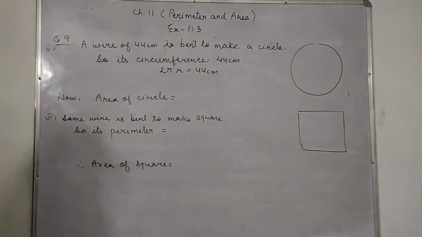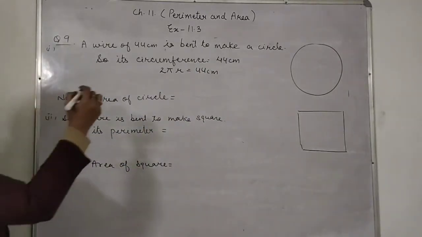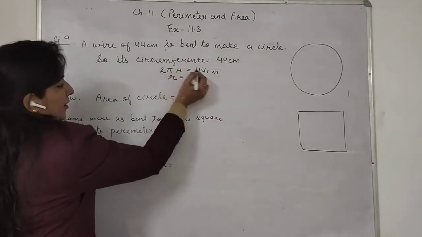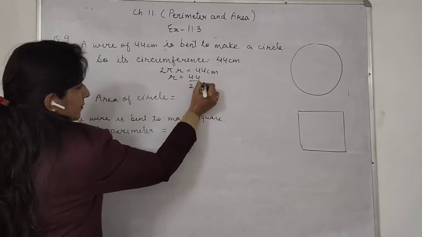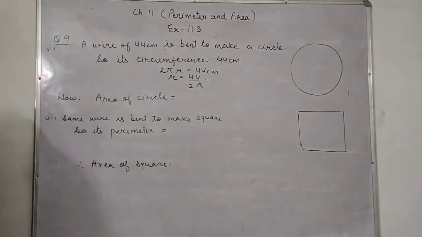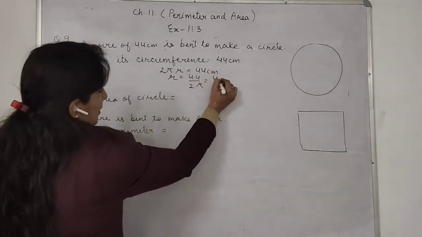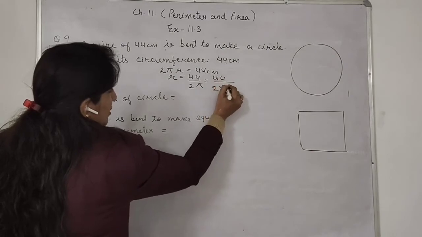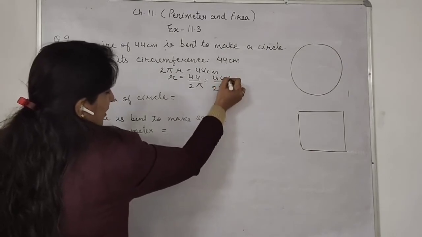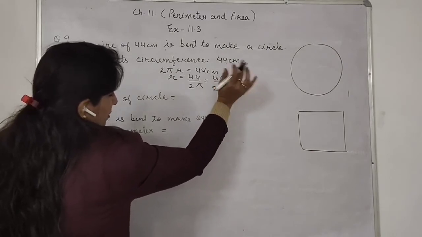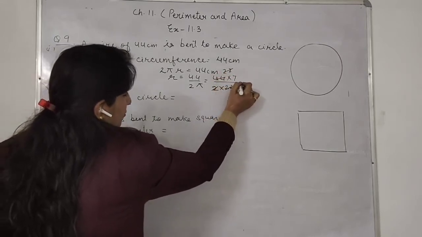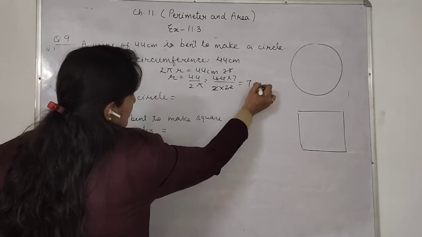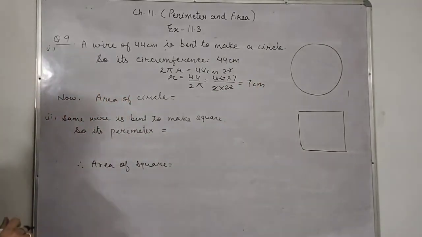To calculate r, I am taking this 2 pi to the other side. Now putting the value of pi, 22 by 7, so 2 into 22, and the 7 will come in the numerator. So 2 to the 4 and 22 will cut. Now 7 centimeter will be the radius of this circle.